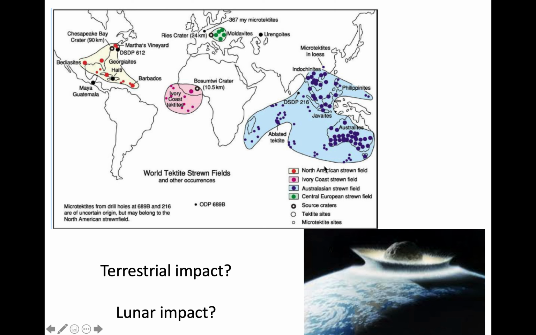So when I began looking at this, it wasn't clear. Were we looking at something that was due to a terrestrial impact or a lunar one? Had something smashed into the moon, taken that material, formed that into a glass, and had that then enter Earth's atmosphere and cover a particular area?